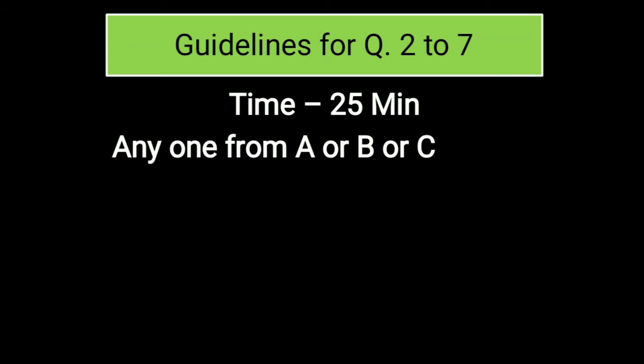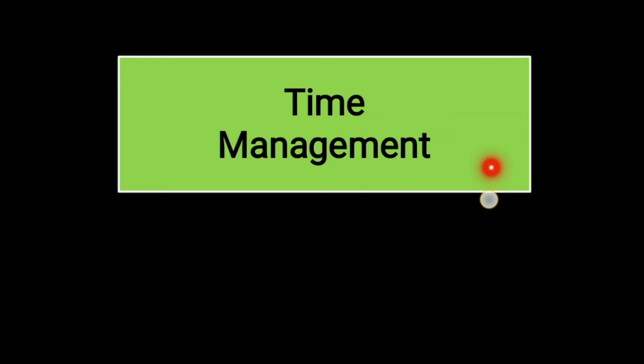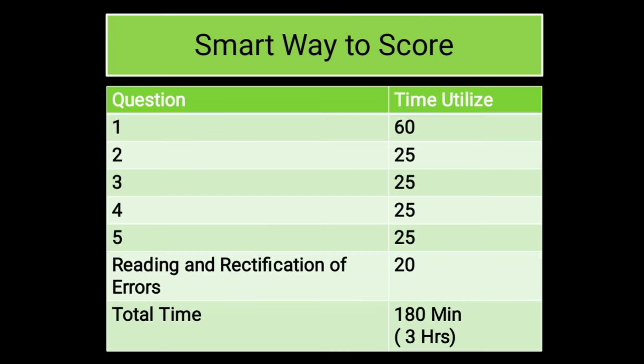Now the time management for all the questions from question number 2 till 7: you have to attempt any 4 questions from these 6 questions. So you have to spend a maximum of 25 minutes. Yes guys, for the 10 marks you have to spend 25 minutes, not more than that. So you have to complete each and every question, whichever 4 questions you attempt, in 25 minutes. Now time management, again with the help of the chart I'll discuss.